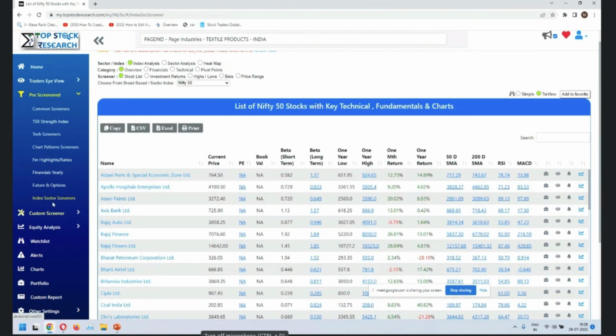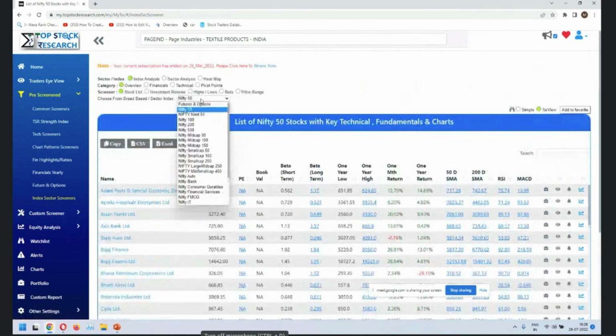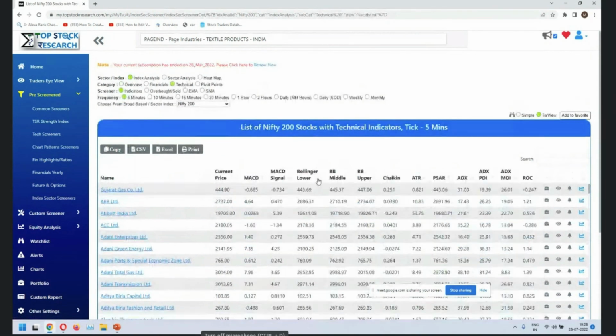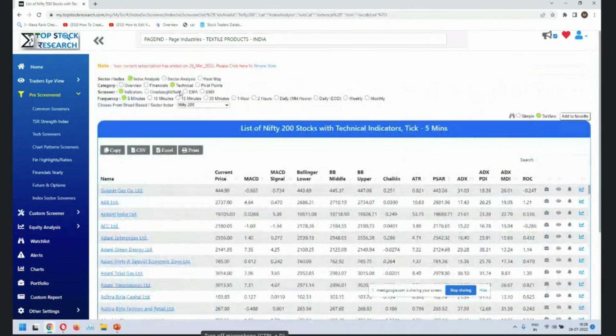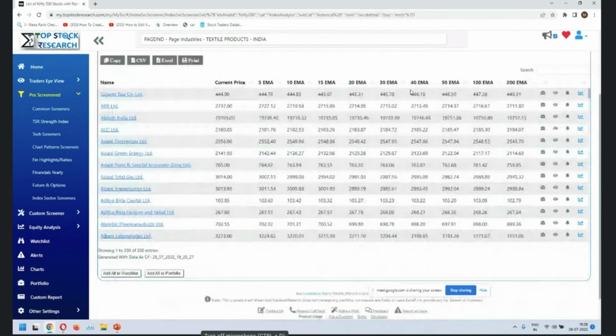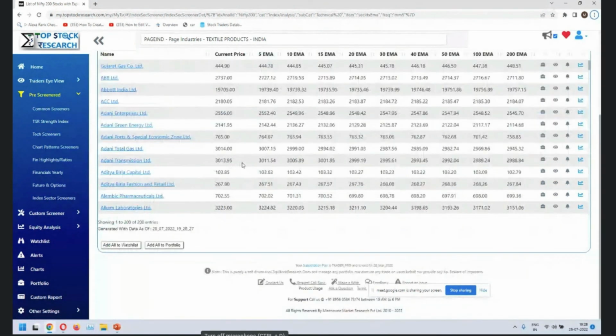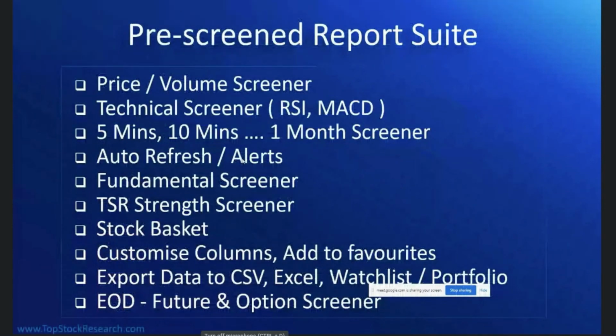Similarly, you can go into index. You can look at the index of your choice. For example, you're looking at Nifty 200 and you want to look at all the technicals of it. You can look at the technicals. You can look at the moving averages of Nifty 500 in one space. Happy with this? You want to export it for your further research analysis. You can export to CSV, XLS, or add to watch list. So that covers pre-screened.